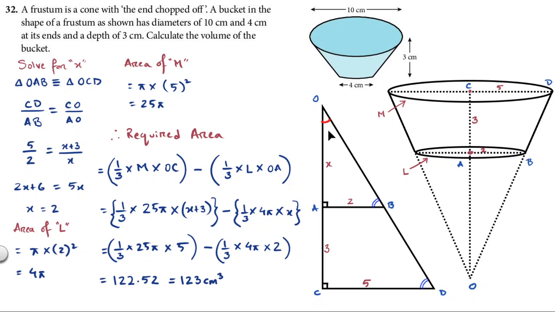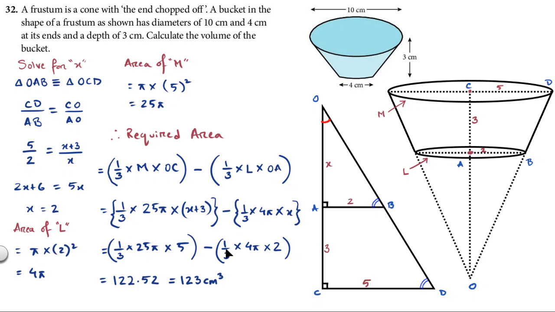So the required volume is 1/3 into base area into height. So 1/3 into M, which is this, into OC, which is the volume of the bigger cone. Okay, volume of the bigger cone. So 1 by 3 M into OC minus volume of the smaller cone, which is 1 by 3 into L into OA, because that is the height for this cone.